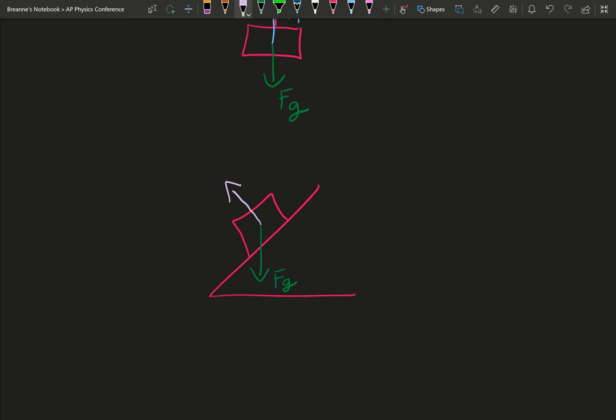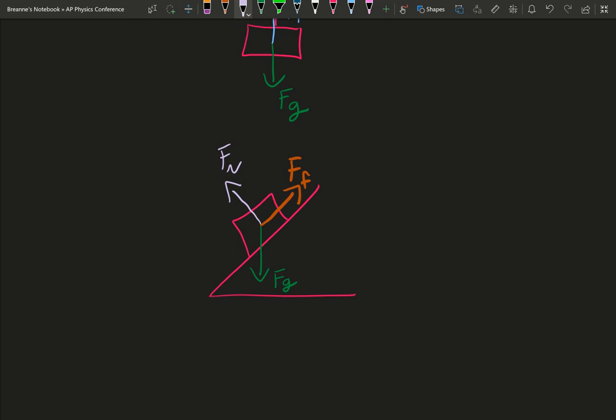It's a little off. And then to keep the box from sliding, you do have some type of force of friction, which would be going this direction, because the box would be sliding down, and your force of friction always goes opposite of the motion. This is your force of normal.